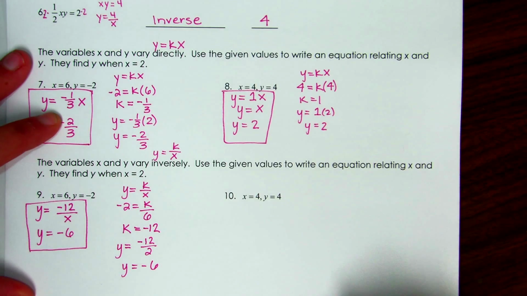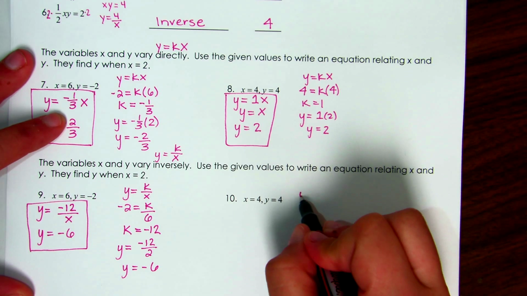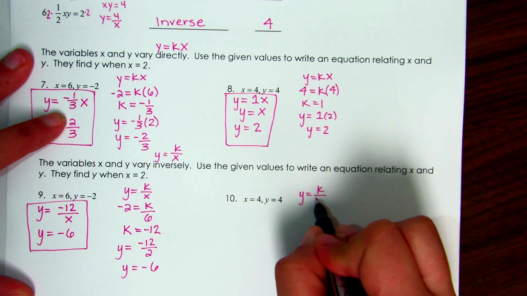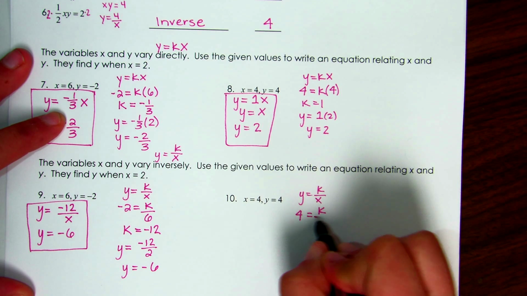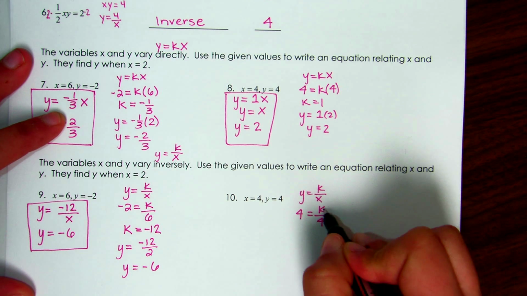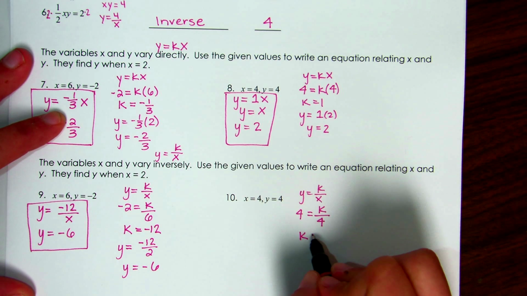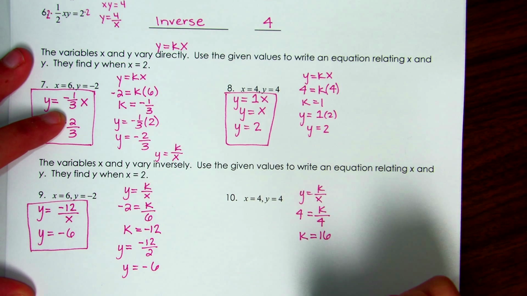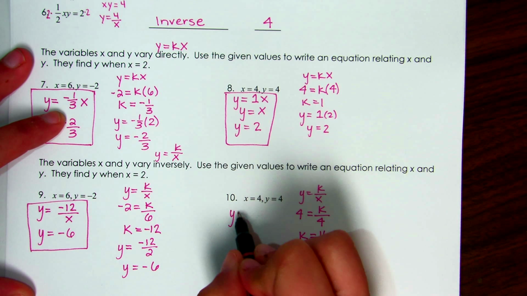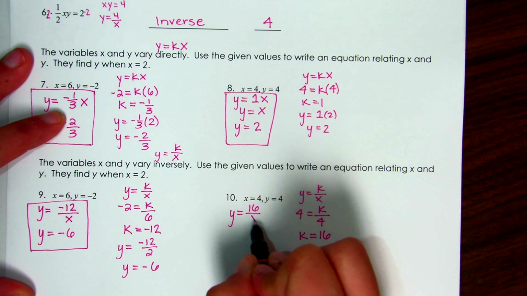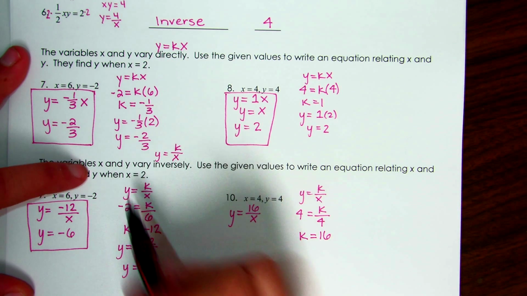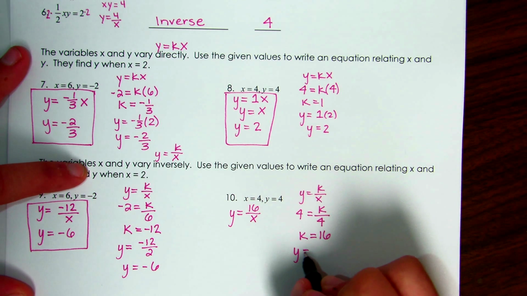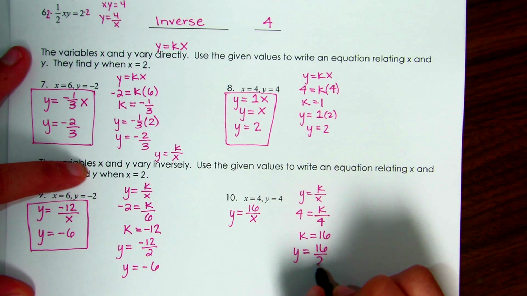Number 10, plug them in again. Y equals k over x because it's inverse. So 4 equals k over 4. To get k alone, I multiply both sides by 4. So k equals 16. So y equals 16 over x. Use that equation to find y when x is 2. So y equals 16 over 2. Y equals 8.